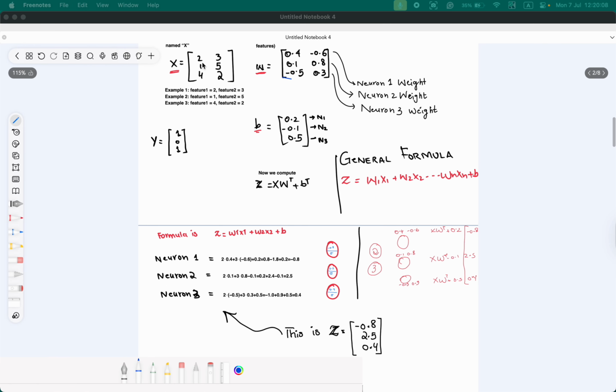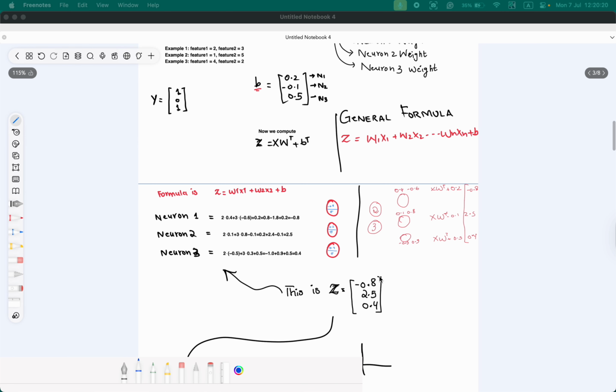So we will take 2 comma 3 as the first example, multiply it by each weight, and this will give us a Z as the output of each neuron. So 0.8 is the output from neuron 1, 2.5 is the output from neuron 2, and 0.4 is the output from neuron 3.